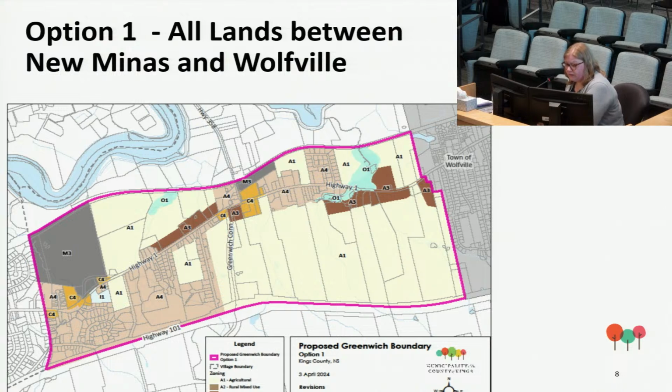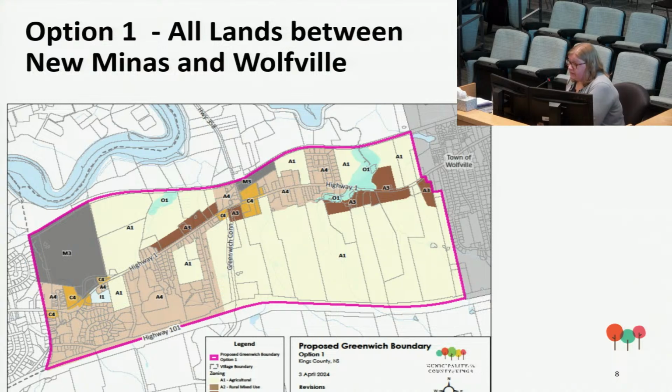So this option is characterized by the greatest loss of agricultural land, the greatest opportunity for strip development, which is something we're trying to avoid, and the greatest opportunities for inefficient development patterns, where this is bringing a significant amount of land into development with servicing all along Highway 1. Development could occur in a fairly piecemeal or ad hoc fashion, which could result in significant inefficiencies.